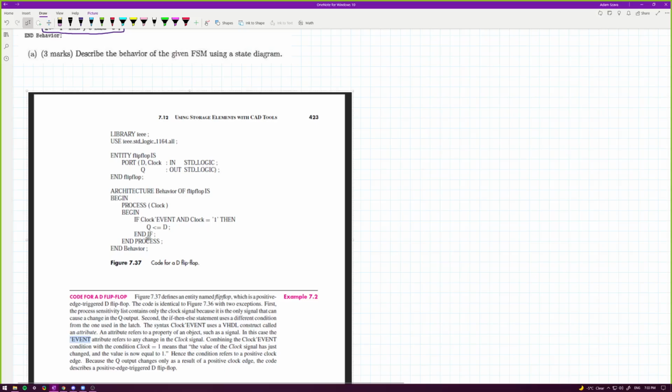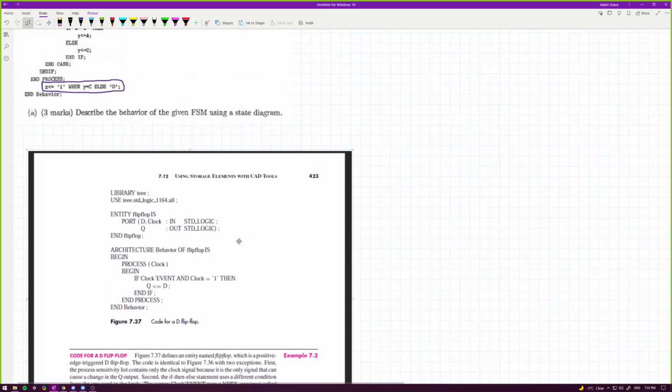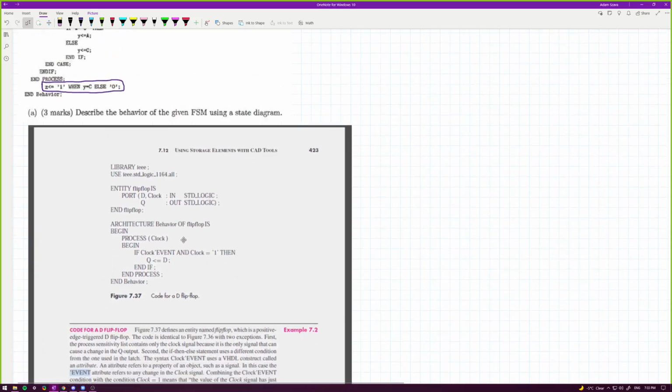This is code for a D flip flop. It's saying here, in this case, the event attribute refers to any change in the clock signal. Combining the clock event condition with the condition clock equals one means that the value of the clock signal has just changed and the value is now one. So if it just changed and it's now one, then clock the circuit and do whatever it says there. Exactly right, what you're saying.